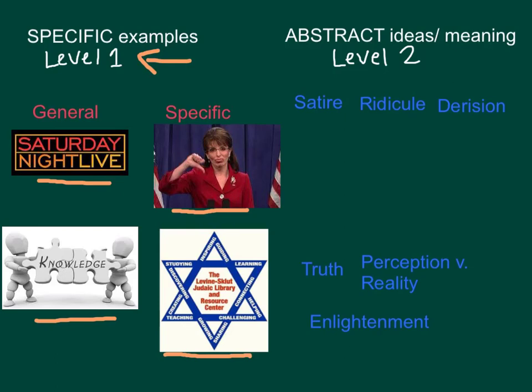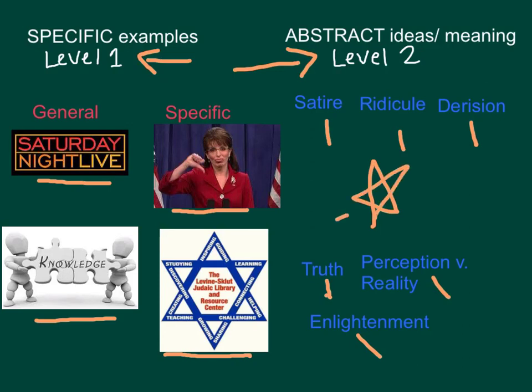Then you want to be sure that when you have your specific examples, you're going to develop your argument and explain your ideas with level 2 abstract meaning, ideas, and concepts. So here, concepts are satire, ridicule, derision, or in the next one, truth, perception versus reality, or enlightenment. These are the abstract concepts that are going to take your specific details to a higher level.